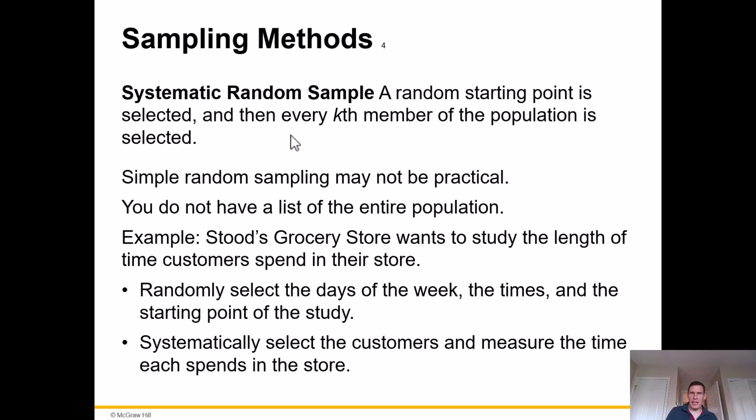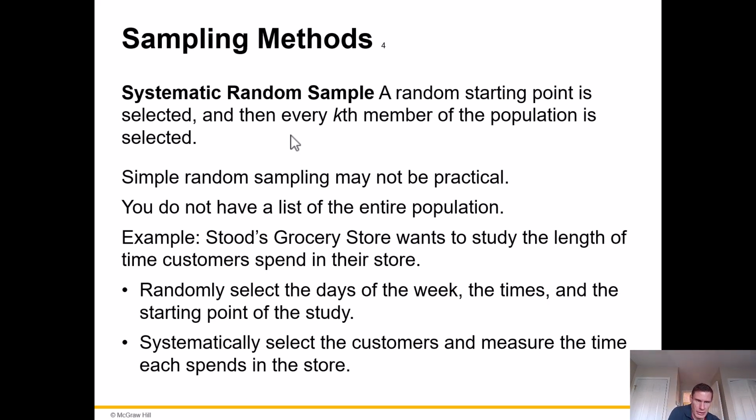With a systematic random sample, a random starting point is selected, and then, as we said, every kth member of the population is selected. That could be every 5th, every 10th, every 20th, every 28th, and so on and so forth. Now, the thing about simple random sampling is it may not always be practical. You don't have a list of the entire population, so the whole kth member of the population thing is kind of difficult to do.